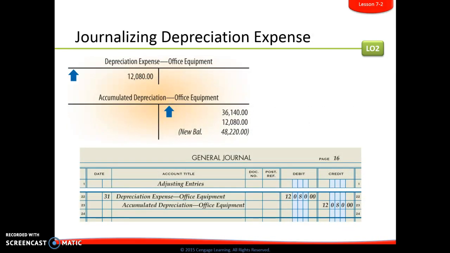To journalize our depreciation expense, this is an adjusting entry. We're going to debit our depreciation expense office equipment, and we're going to credit accumulated depreciation office equipment.